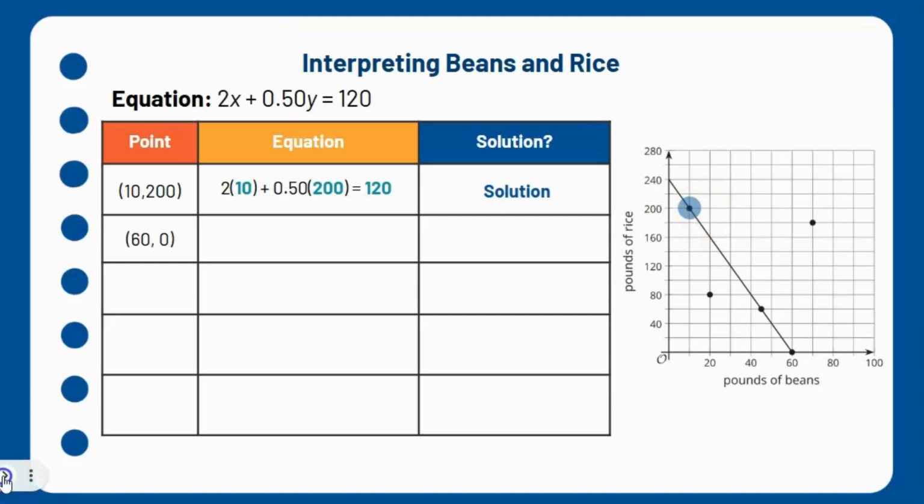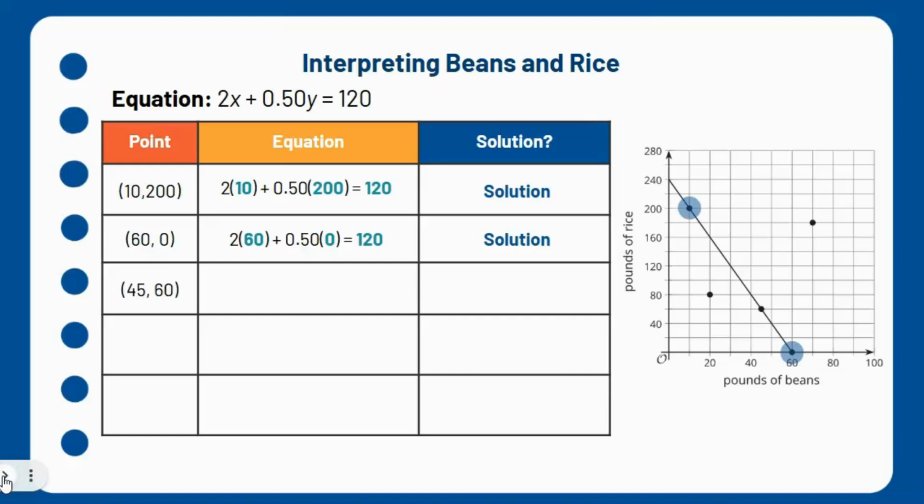Let's look at the point (60, 0). Again, we need to substitute in the values for x and y. 2 times 60 plus 0.50 times 0 equals 120. The point (60, 0) is a solution to the equation, as these x and y values make the equation true. If we buy 60 pounds of beans and 0 pounds of rice, the cost will be $120. The point (60, 0) is a point on the line.